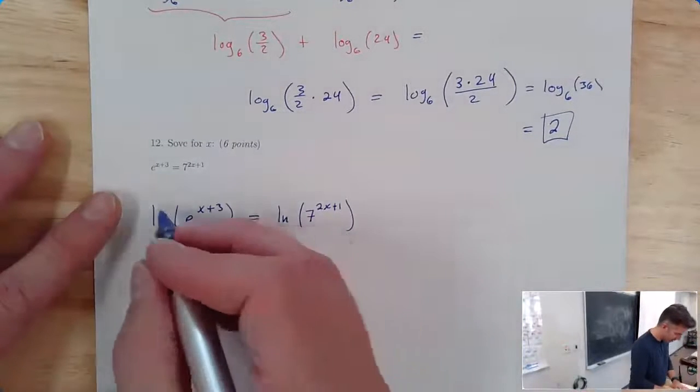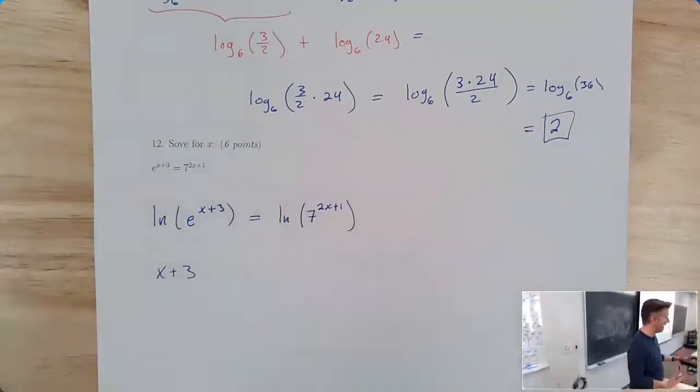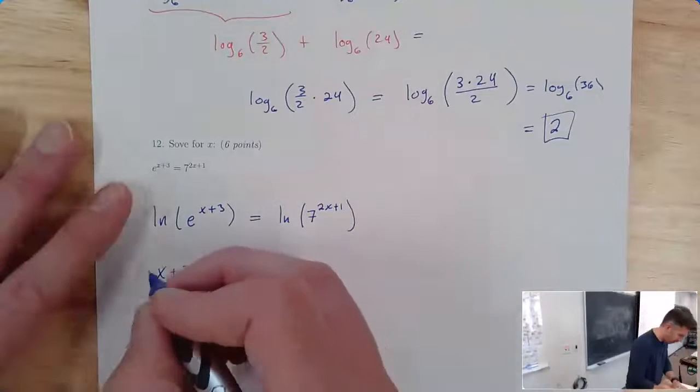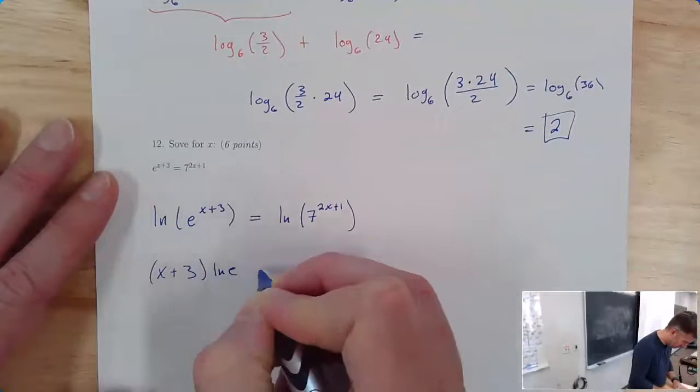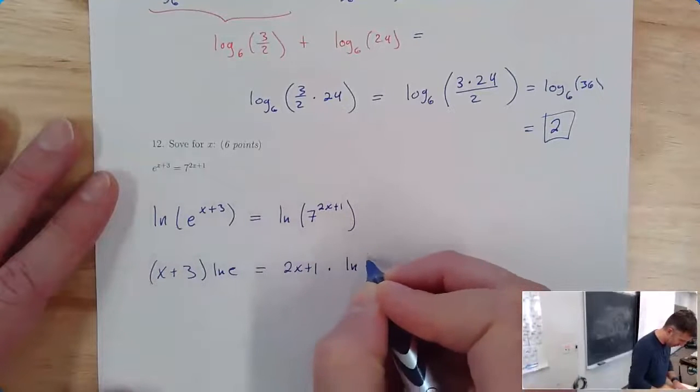And then the natural log of e to the x plus 3 is x plus 3. You could say times natural log of e, but you don't have to because the natural log of e is just 1. But I will in this first step here. And then it's going to equal 2x plus 1 times the natural log of 7.